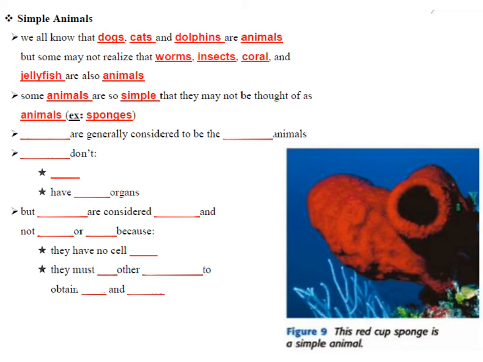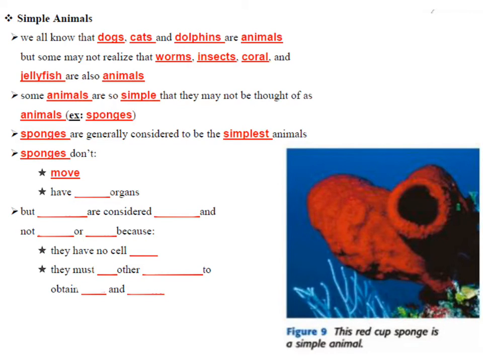So these are animals. Now, some animals are so simple that they may not be thought of as animals at all. The simplest of all animals are the sponges. Sponges don't seem to do anything that animals do. Sponges are generally considered to be the simplest of all animals. If you see a living sponge underwater, they live in fresh and salt water, they don't do anything. They just sit there. They appear to be more similar to plants by far than animals.